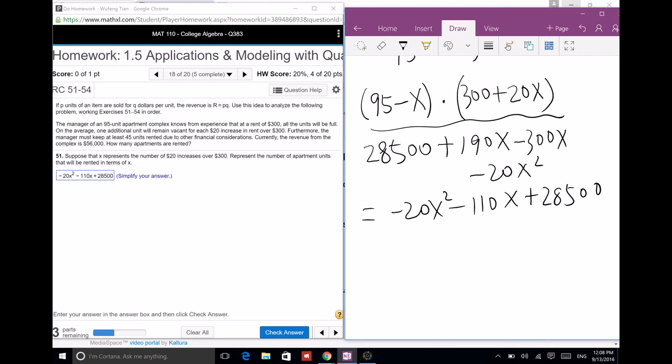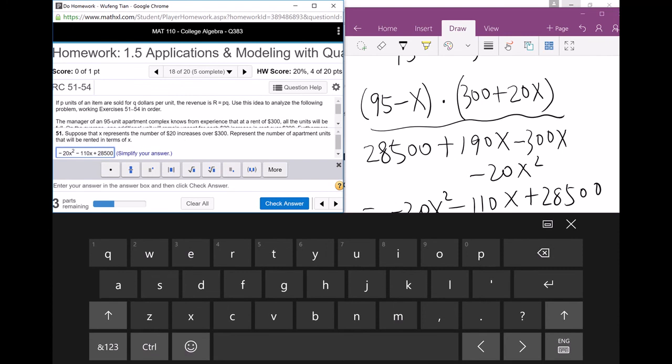One additional unit will remain vacant for each $20 increase over 300. Furthermore, the manager keeps at least that many rented. Suppose x represents the number of $20 increases, and represent the number of units that will be rented in terms of x. So the first question is not that hard. The first question is much easier. It just asks you that. It's easy.